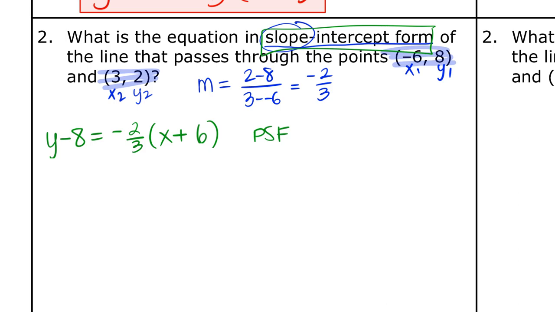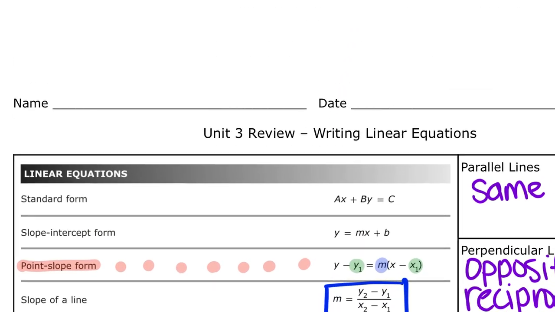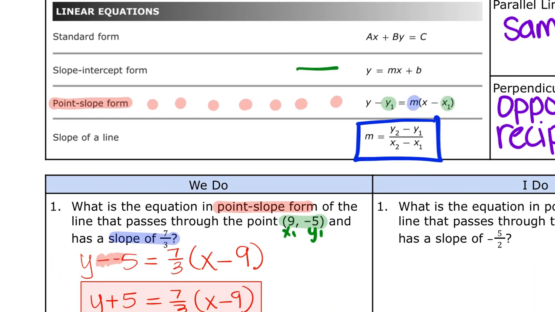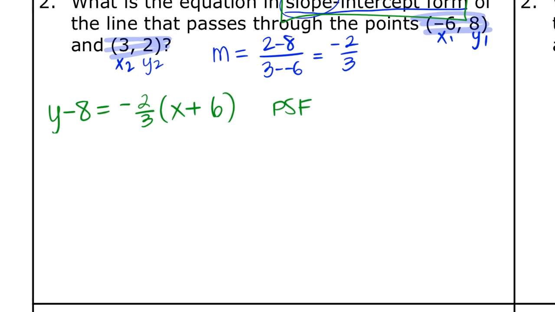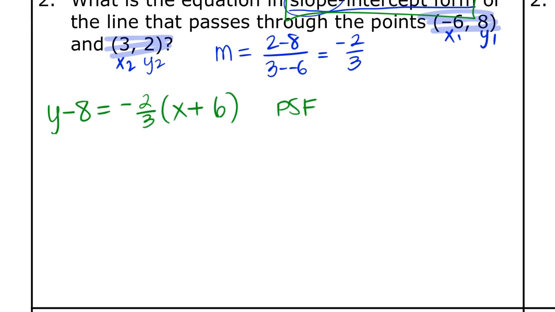So I'm going to go back to my notes really quickly. Slope-intercept form, this one here, one of the main characteristics is that y is by itself, and then there are no parentheses. So we need to take care of both of those things. Let's start with the parentheses. In order to get rid of them, we would distribute.